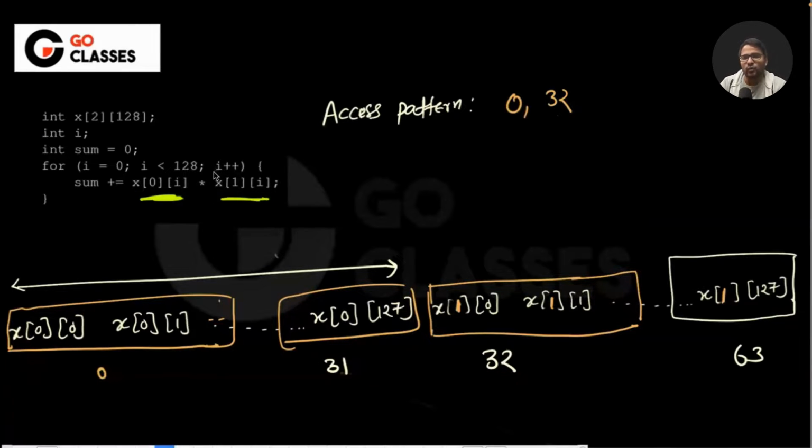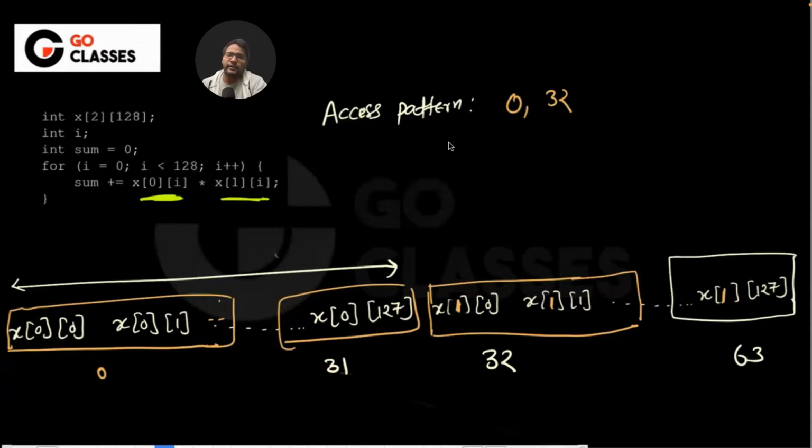Then when i equals 1, can you tell me what is happening? At i equals 1, what will happen? Same, right? Great, 0 and 32. Because here again you are going to access this element and this element, so this will be the same actually, right? 0 and 32.